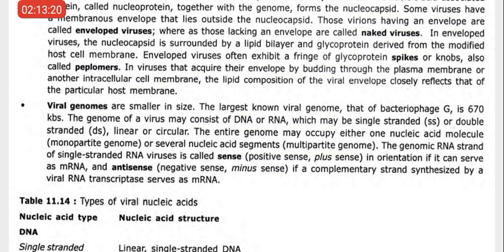Viral genomes are smaller in size. The largest viral genome, that of bacteriophage G, is 670 kilobase pairs. The genome of a virus may consist of DNA or RNA, which may be single-stranded or double-stranded, linear or circular. The entire genome may occupy either one nucleic acid molecule, a monopartite genome, or several nucleic acid segments, a multipartite genome.